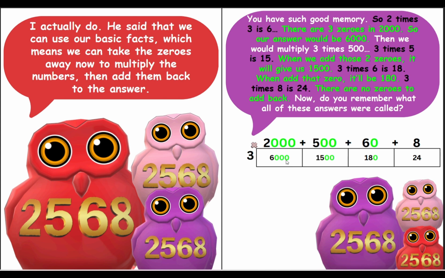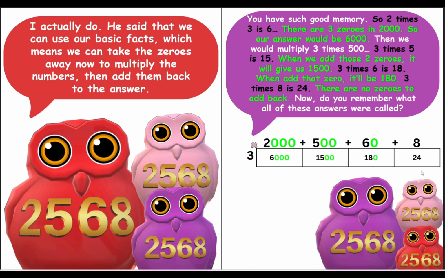Then we would multiply 3 times 500. 3 times 5 is 15. When we add these two zeros, it will give us 1,500. 3 times 6 is 18. When we add the 0, that gives us 180. And then 3 times 8 is 24. There are no zeros to add back. There's no zeros behind the 8.